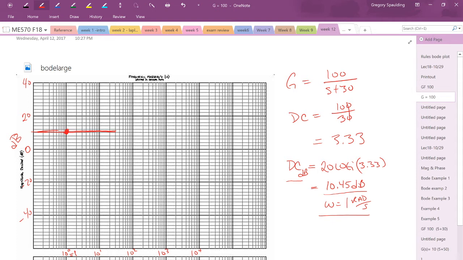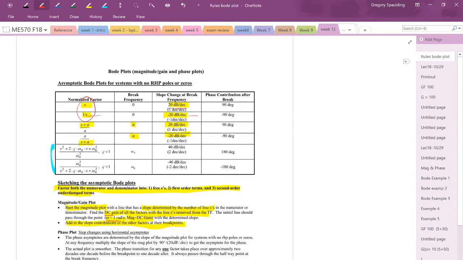In this case, we only have one pole, which is at 30. So let's go back to our rules. If we've got a pole at 30, which is this rule in here, we're going to have a break frequency at the pole location, and it's going to go down at minus 20 dB per decade. So we're going to change slope from the break frequency at minus 20 dB per decade.